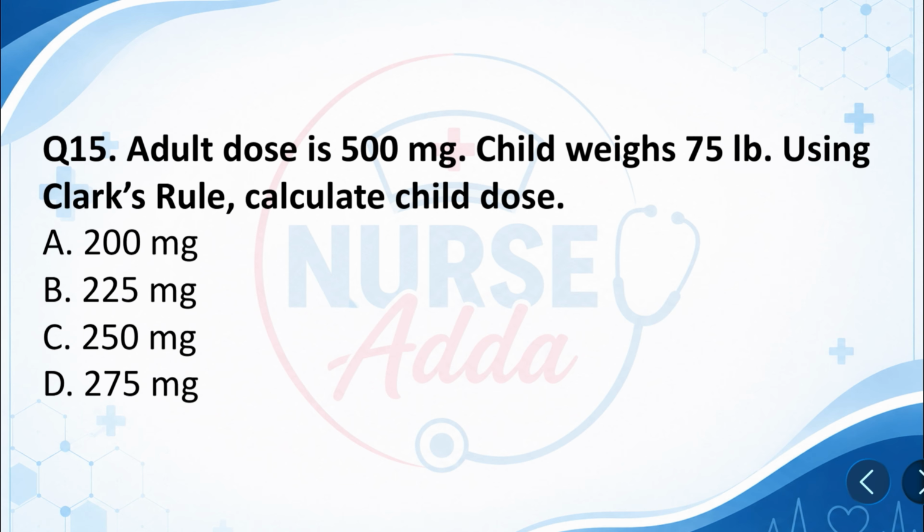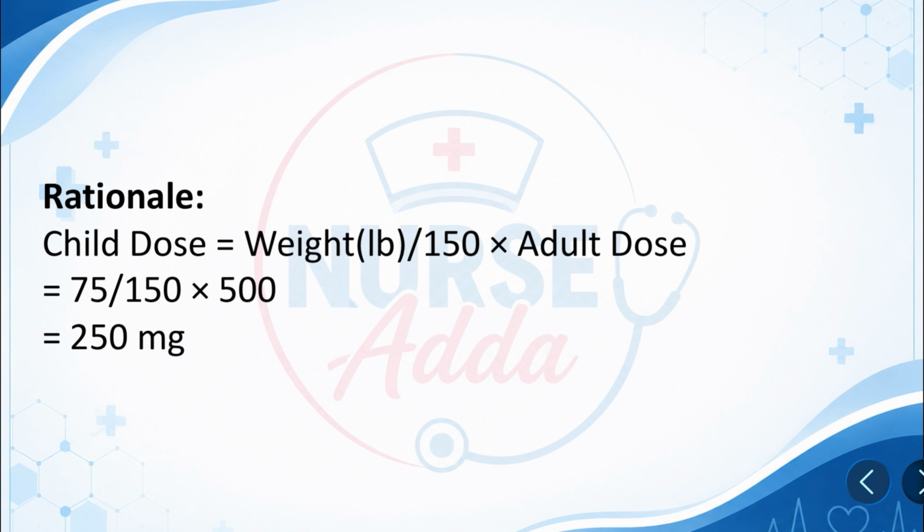Adult dose is 500 mg, child weight 75 lb. Using Clark's rule, calculate the child dose. The right answer is option C, 250 mg. Child dose is equal to weight in lb divided by 150, into adult dose. By this equation, we get the right answer, 250 mg.